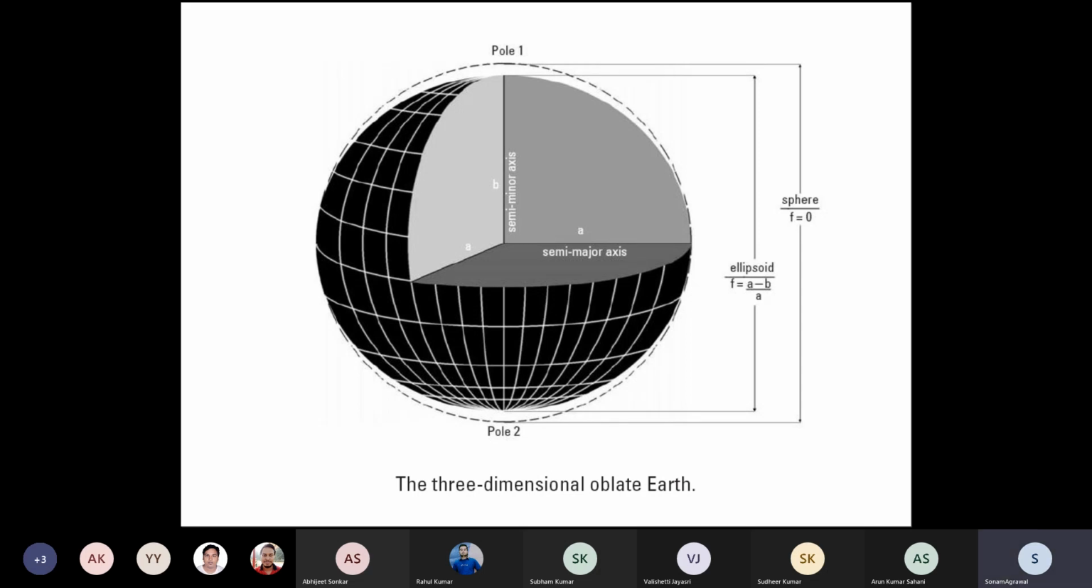So both these A and B, major and minor axis, have a very important role when we are defining the mathematical model, and usually the notation A and B is used for them. So then there is a flattening. If it is a sphere, then there will be no flattening. But when we are saying that the shape of the earth is like an ellipsoid, then there will be a flattening over here. This flattening is given as F equal to A minus B upon A, which is written over here.